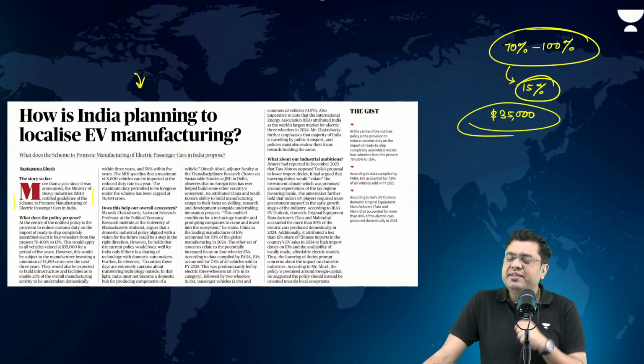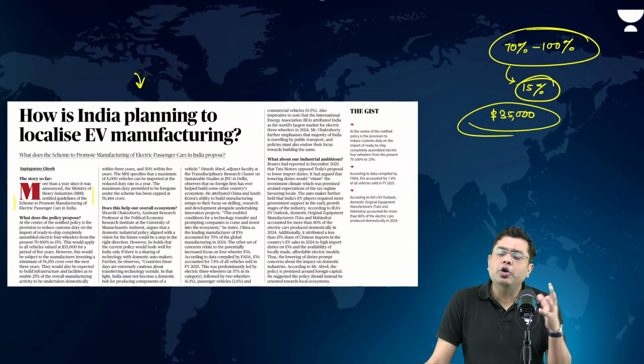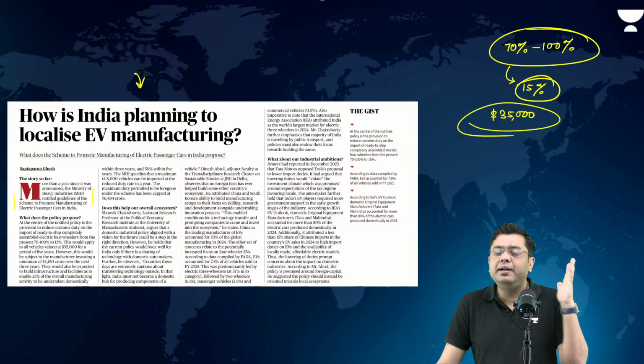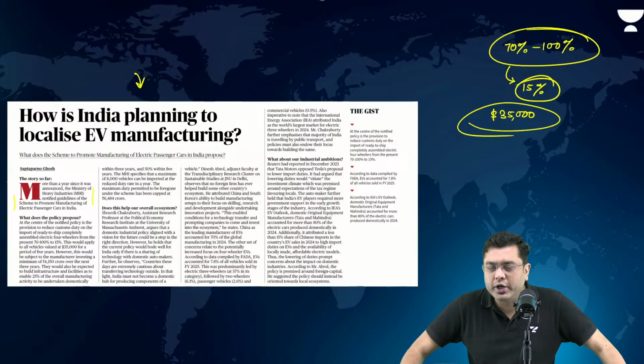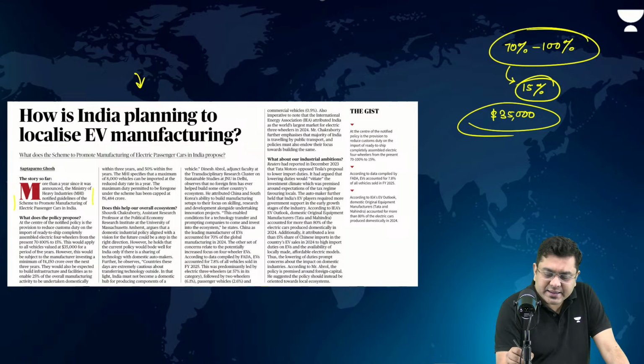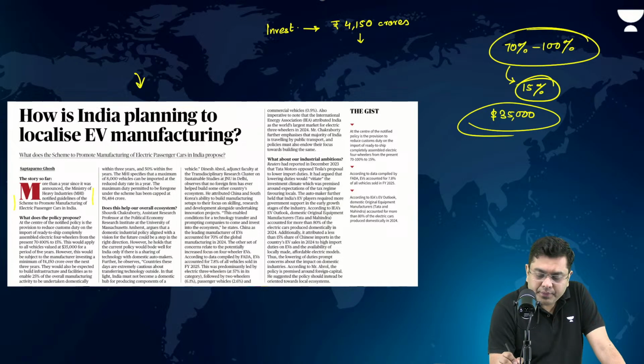Having said that, there is also a condition that companies who simply send completely built units also have to promote domestic manufacturing. So they require an investment of close to around rupees 4,150 crores over 3 years.